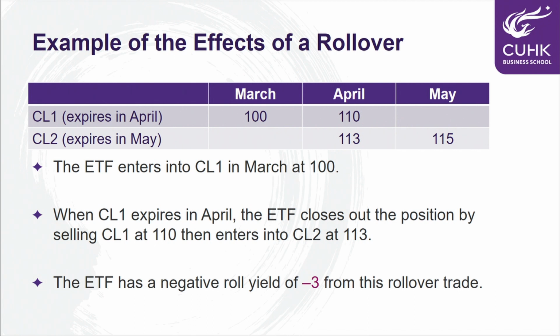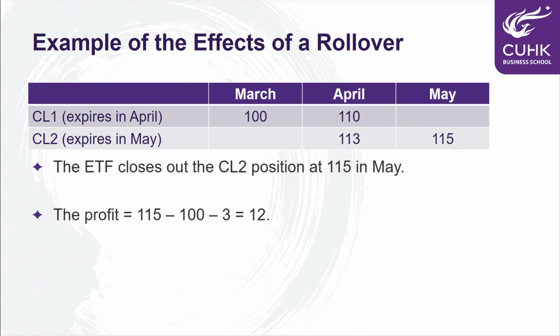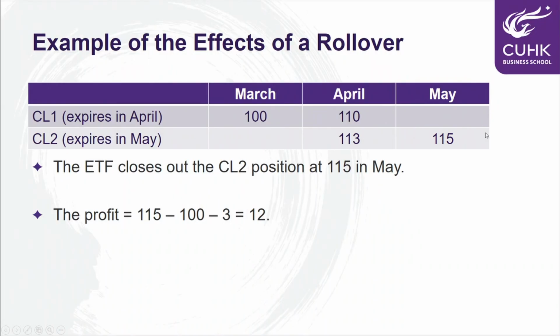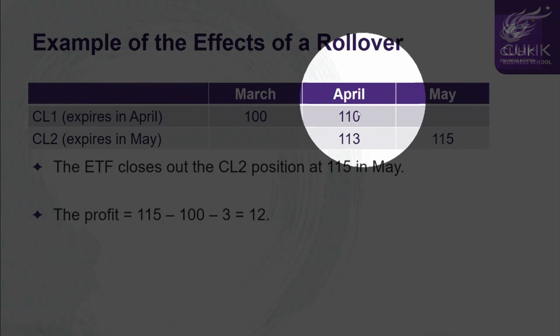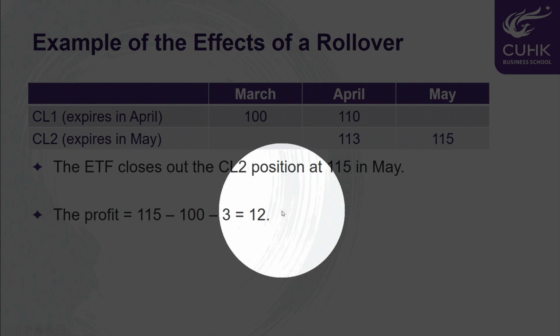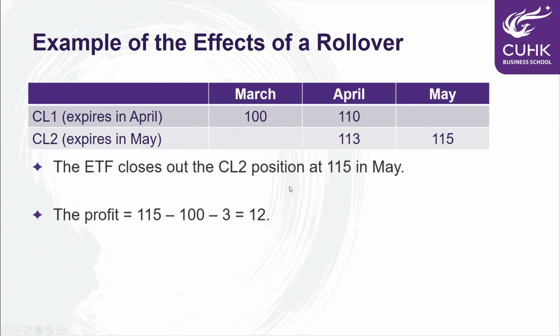Now let's say this ETF continues to run in May. In May, the position stops at 115. Remember, we started at 100 and ended up at 115. So let's imagine we don't need to do this rollover. How large would the profit be? The profit will be $15, right? 115 minus 100, you get a $15 profit. However, because the contract expires in April, we need to do this rollover. So we incurred a -3 negative roll yield, and the profit will be smaller. It will become 12 instead of 15.